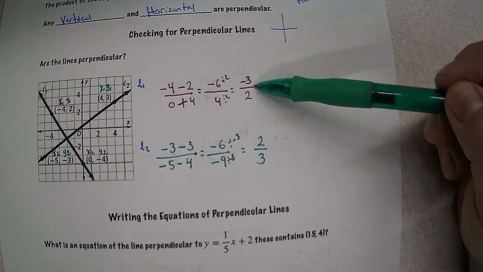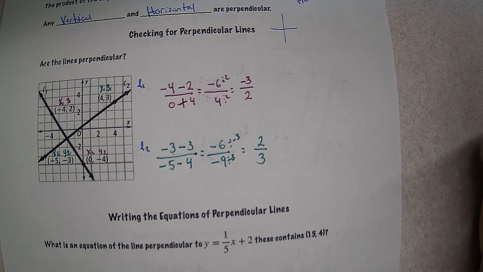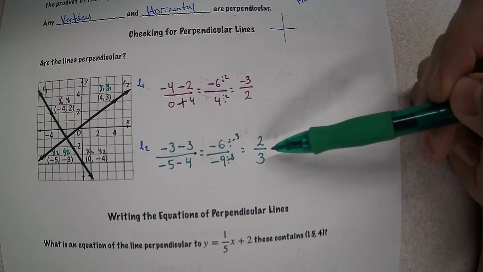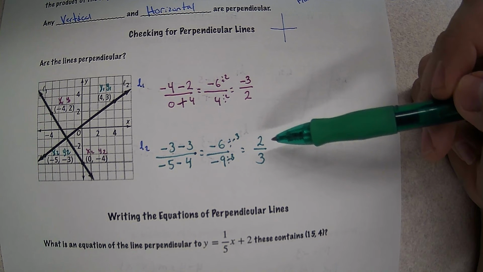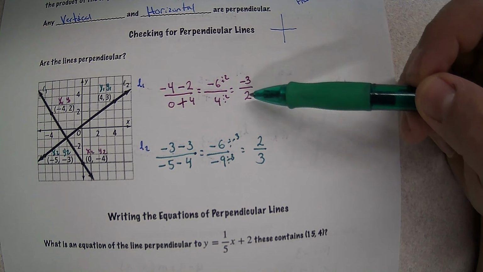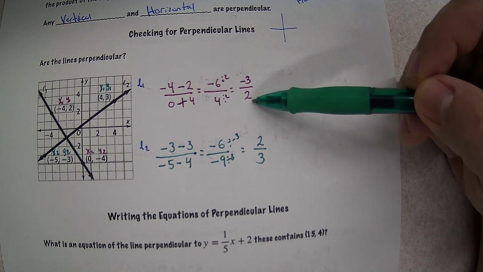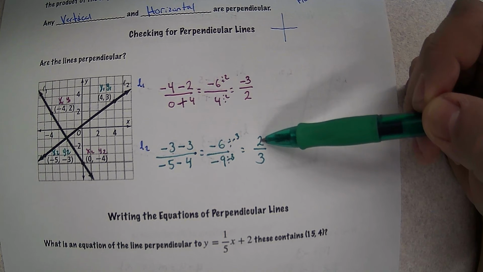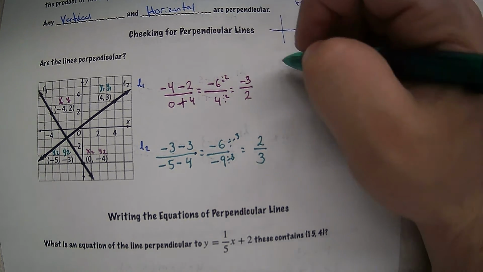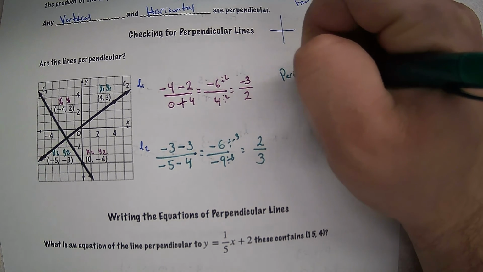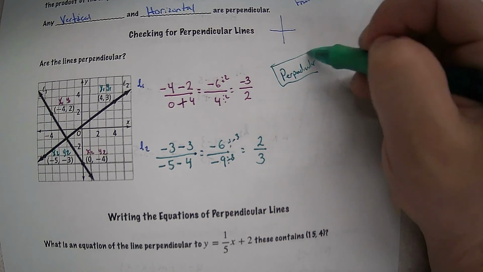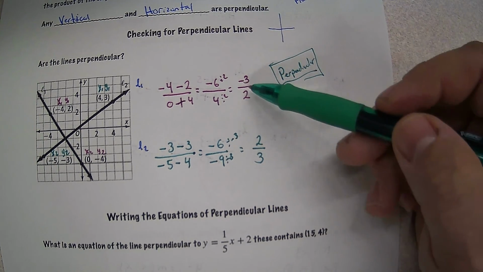Now they're definitely not parallel because they're not the same, but now we check for the opposite reciprocal. So this one's negative, this one's positive, so there's the opposite part, and the reciprocal means that the fraction's flipped. So the top is a 3 here, and the bottom's a 2 here, so the other fraction should be flipped. Here's a 2, and there's a 3. So you can kind of see that these are perpendicular, because they are the opposite and they're the flipped fraction.